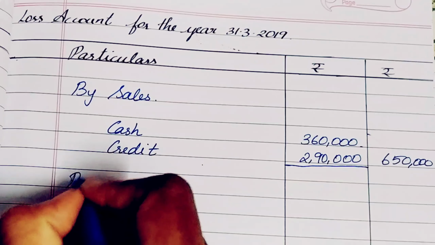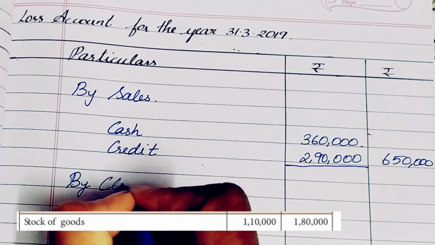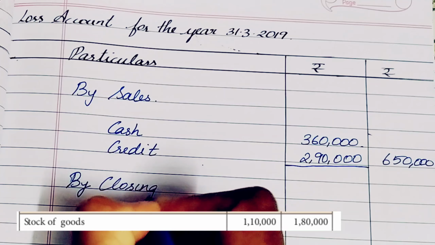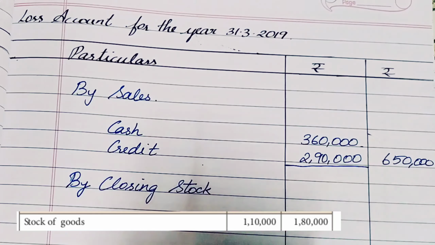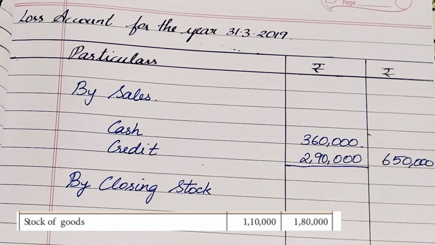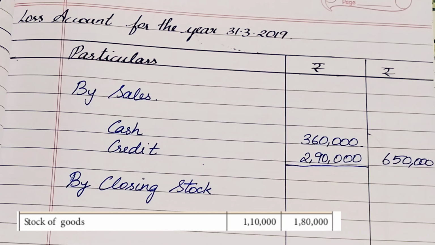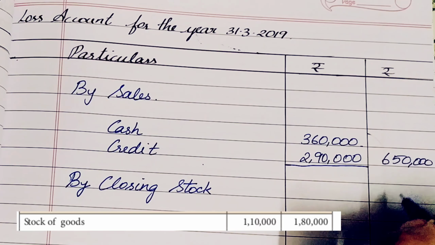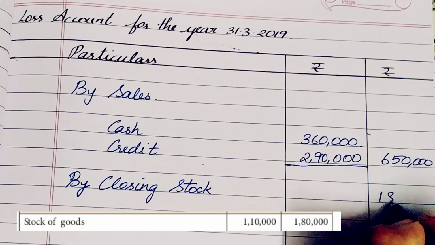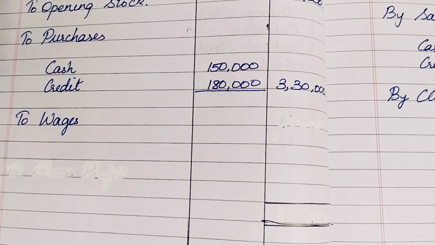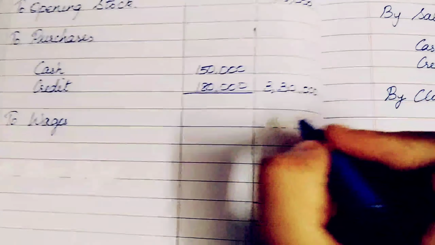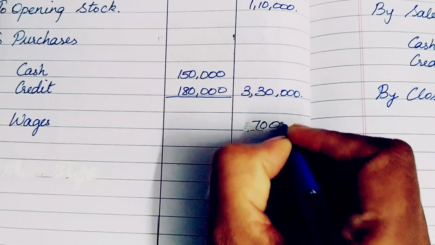After sales, the last item which we are going to record is closing stock. Closing stock is the only item which is recorded in two places, the trading account and the balance sheet asset side. Closing stock is given in the column 31/3/2019 in the other information, stock of goods. So that is 1,80,000. Next, wages from the cash book is 70,000, which is recorded on the debit side.